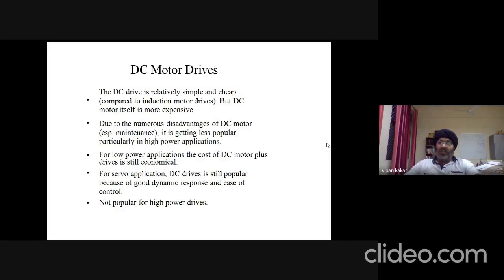For low power or medium power applications, they are still economical, including the cost of the drives, because the cost of the drive is very low in the case of DC motors compared to the others. And for servo applications, these DC drives are still popular because of the better dynamic response. And we know they are easy to control, so the control system is not very complex. So still not popular for high power.